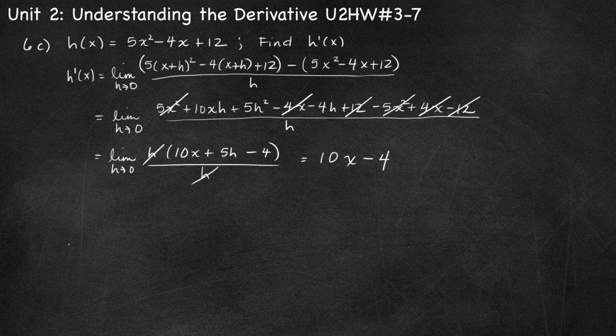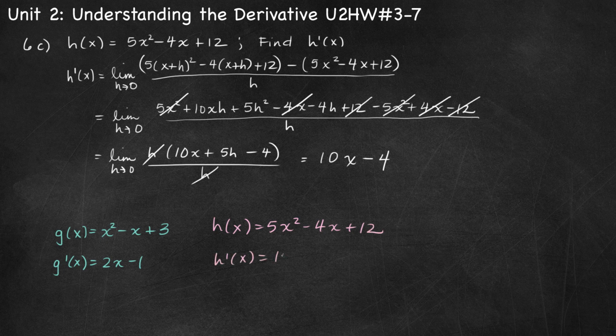Now, if we think about the results we've seen on this problem, when our equation was x squared minus x plus 3, our derivative was 2x minus 1. And when our equation was 5x squared minus 4x plus 12, our derivative was 10x minus 4. And then we are being asked in part D, how do the constants 5, 4, 12, and 3 affect the results?